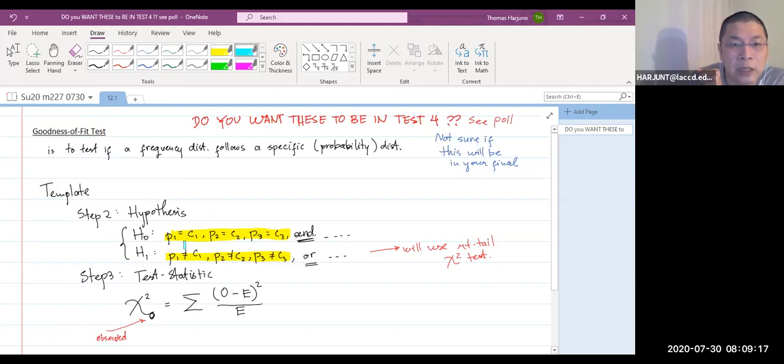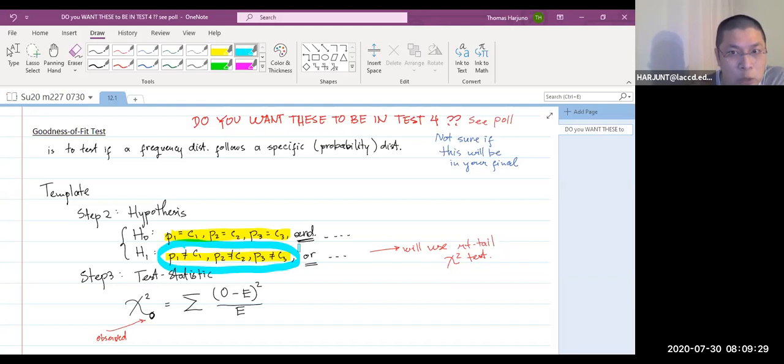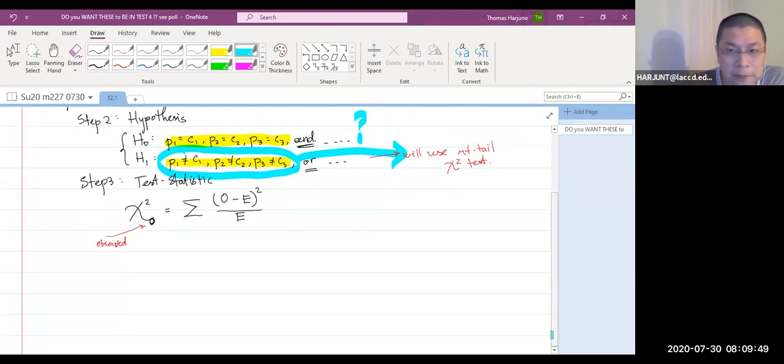Okay, now I will explain later on why it is that this is not an equal sign. Usually if the alternate hypothesis is not equal, then we do two-tailed tests. That's what usually happens, right? But why is it that the proportion is not equal to a constant, and yet we do a right tail test? Okay, that requires some explanation. But let's do an example first.